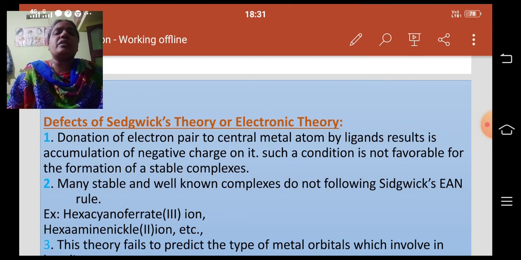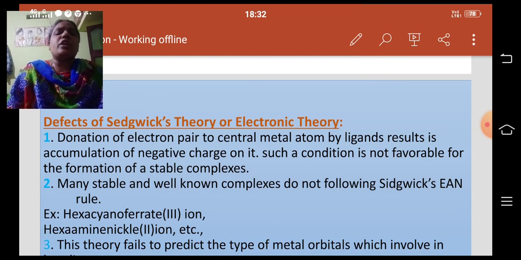So the surface of the metal or metal ion would be accumulated with negative charge. But that is not happening in the complex. The complex is actually highly stable. So for that question, Sidgwick's theory does not give an explanation.